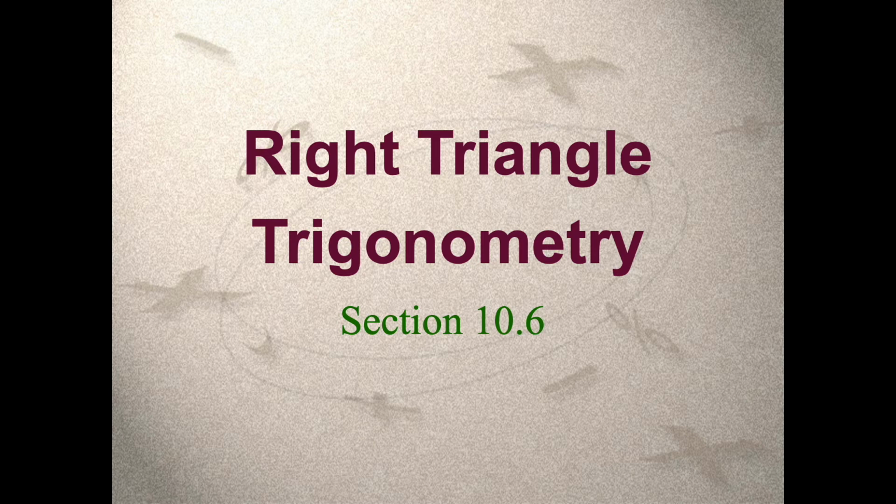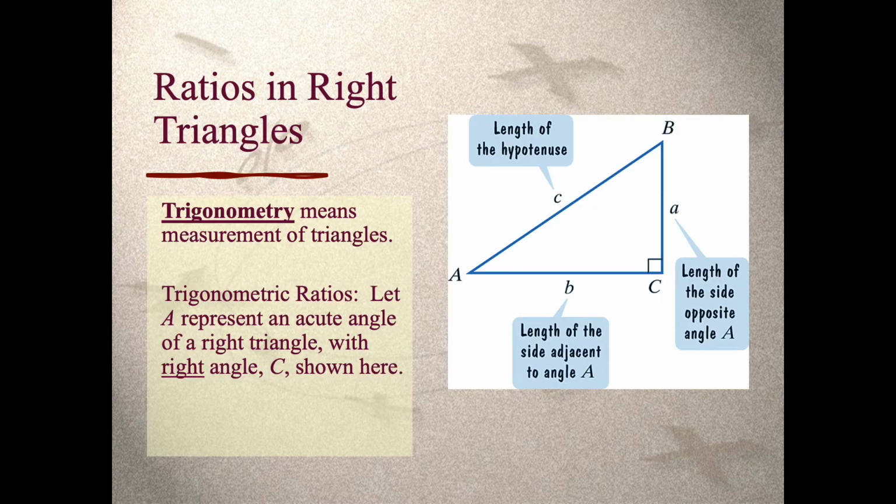We've also talked about the Pythagorean theorem: a squared plus b squared equals c squared. This theorem is really helpful if you're looking for a missing side of the right triangle. But what if you don't have enough information? Or what if you're trying to find the angle inside of the triangle? That's where trigonometry comes in. So your first fill in the blank is: trigonometry means measurement of triangles.